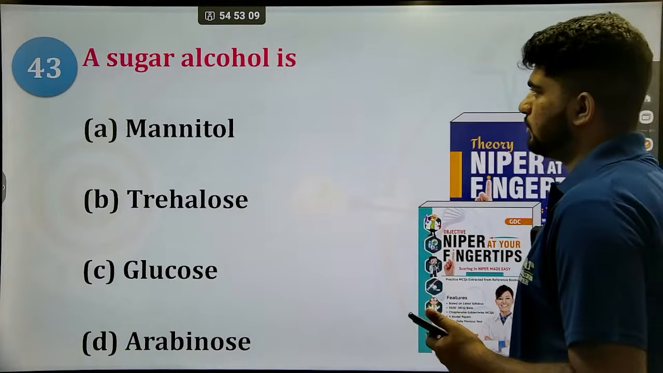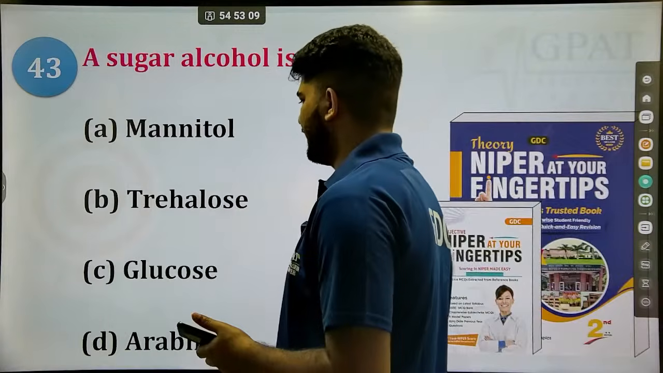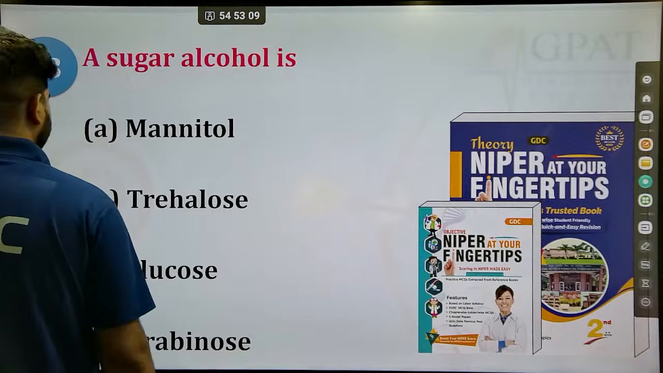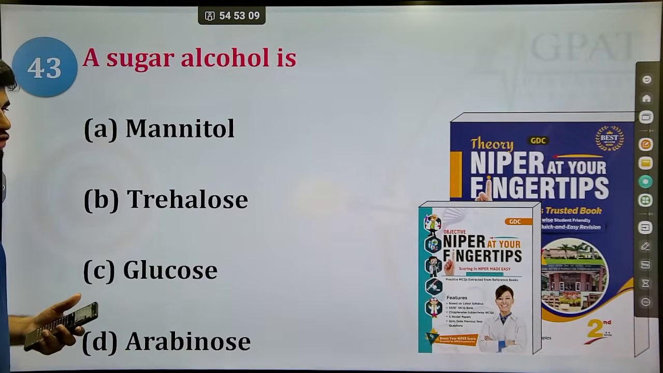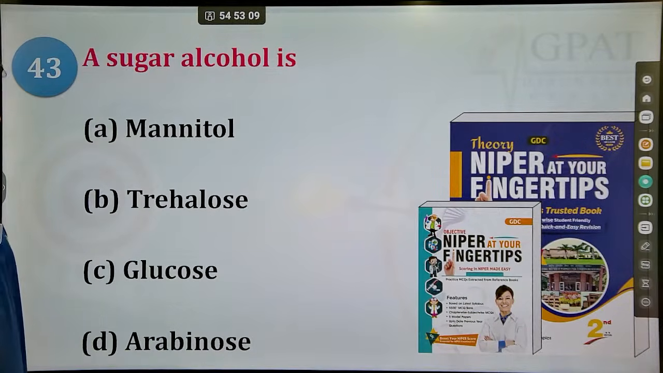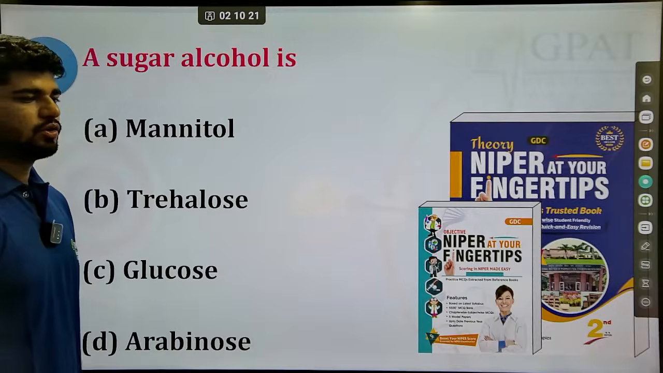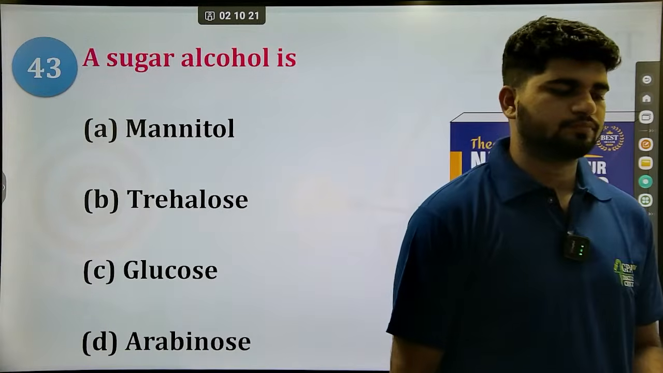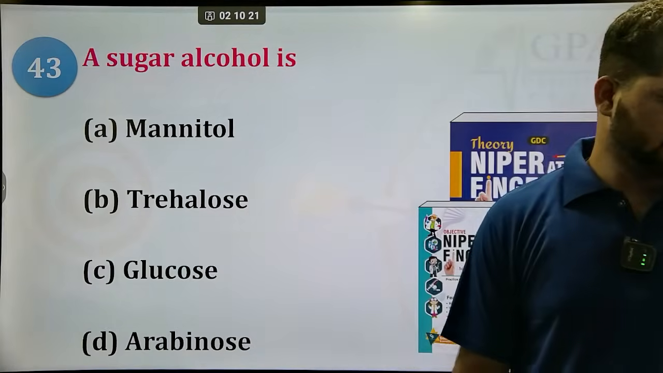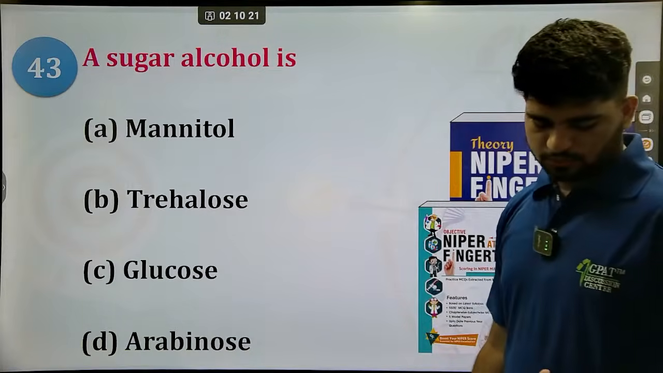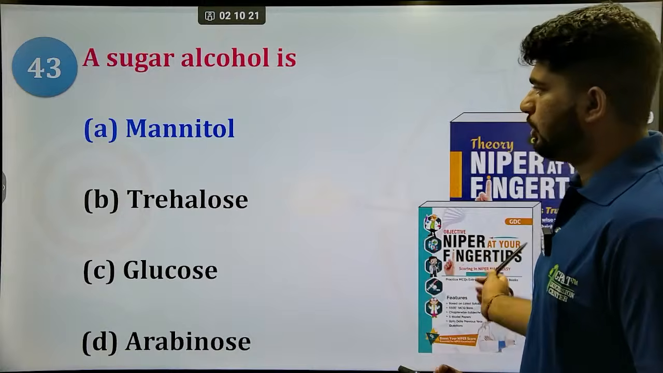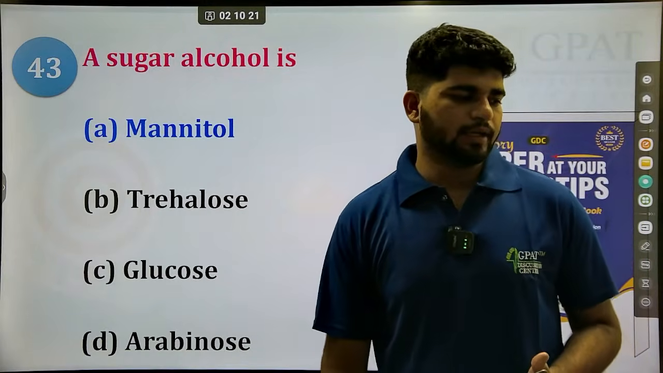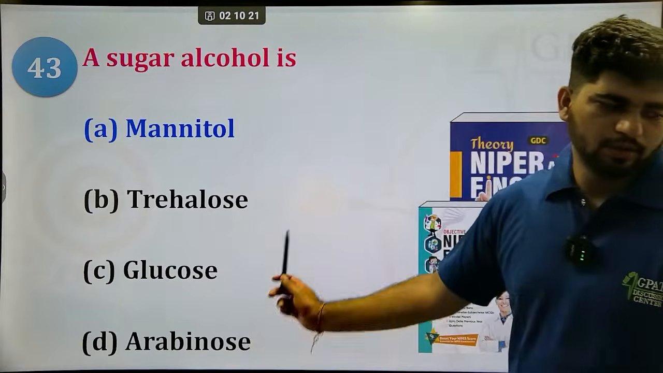A sugar alcohol: mannitol, trehalose, glucose, or arabinose? Sugar alcohol, that's your mannitol over here, which is also considered as which diuretic? Osmotic diuretic. Mannitol.